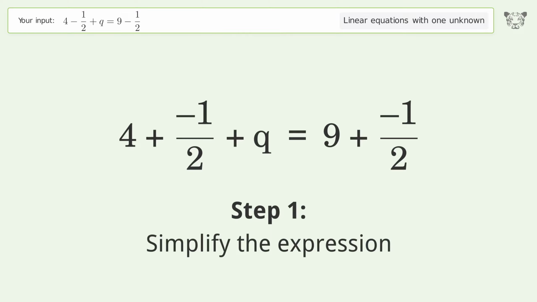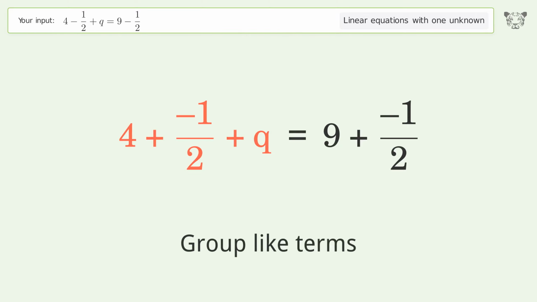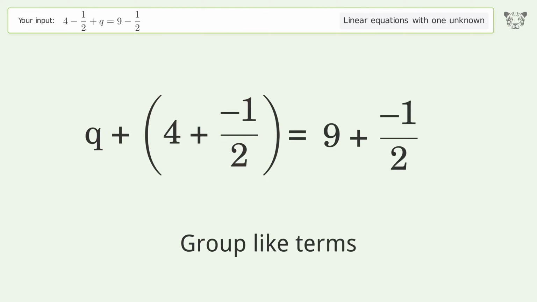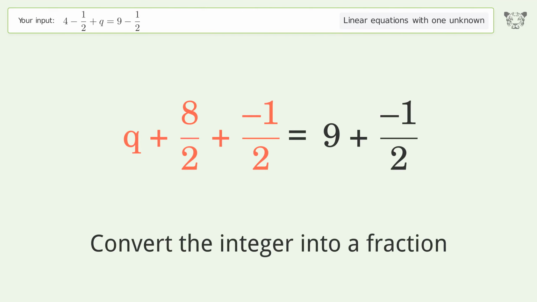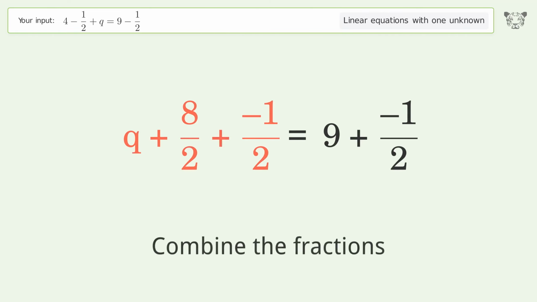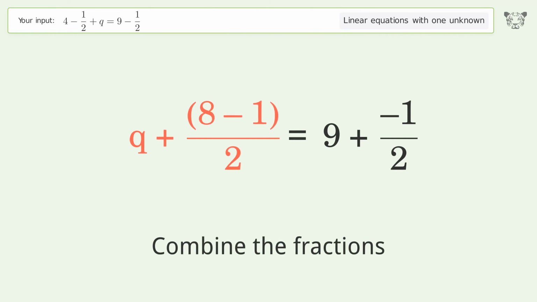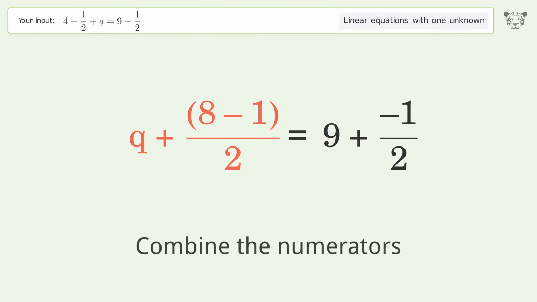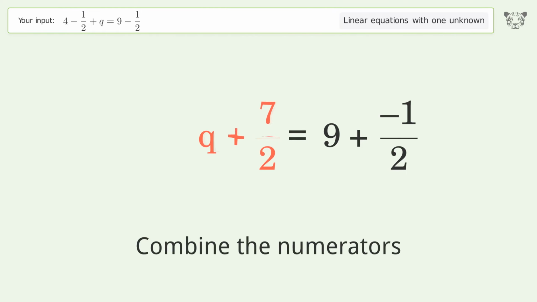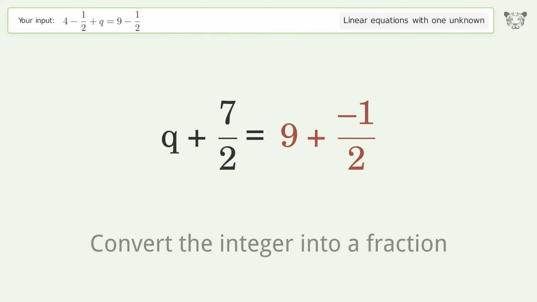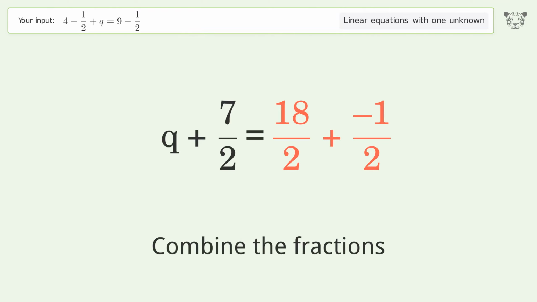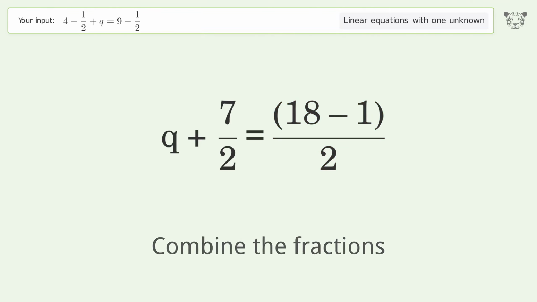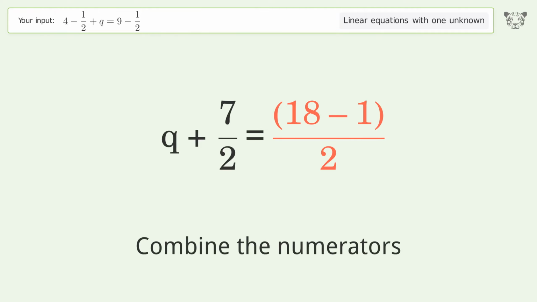Simplify the expression. Group like terms. Convert the integer into a fraction. Combine the fractions. Combine the numerators. Convert the integer into a fraction. Combine the fractions. Combine the numerators.